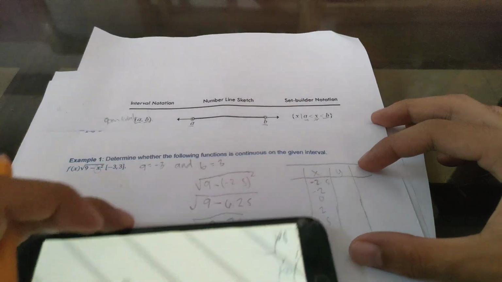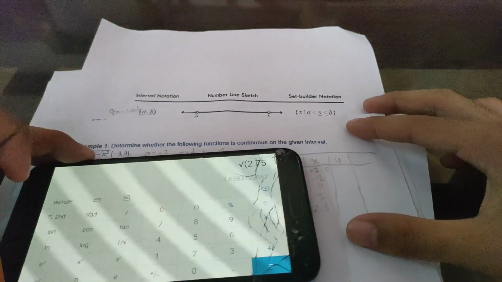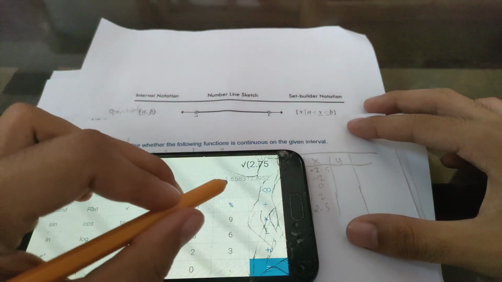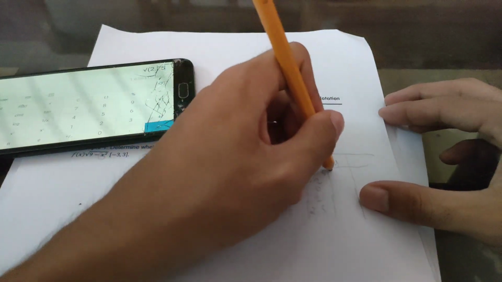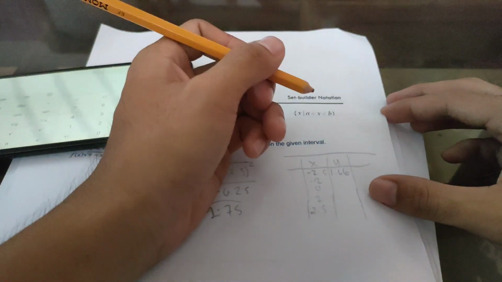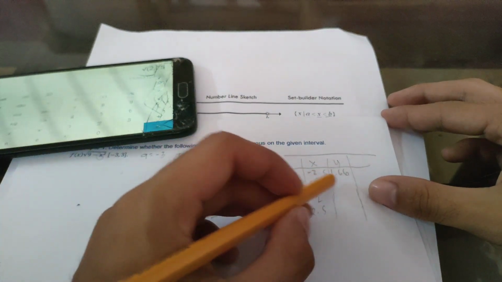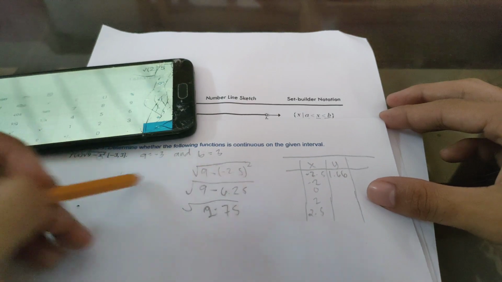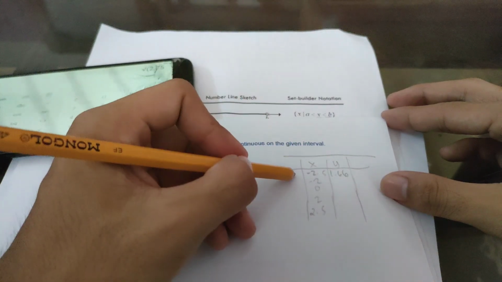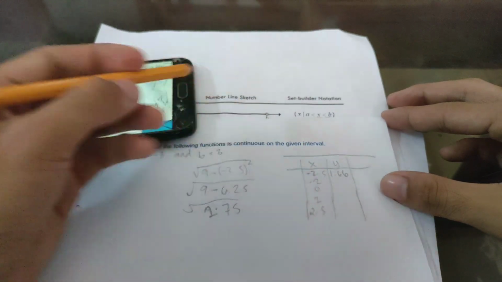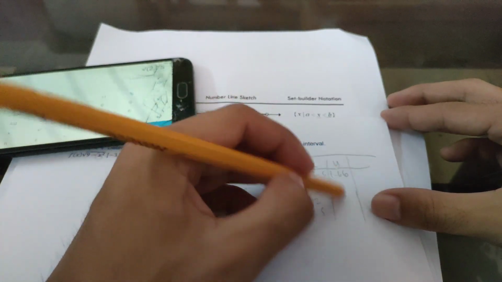So, the square root of 2.75 is 1.66. So, now we can write here 1.66. Okay, so that is how you will find the value of y. We are only substituting our value of x here to the assigned values of x.